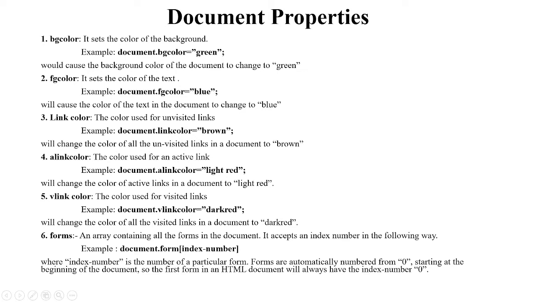If I want to access a form, the way we can use it is document.forms, and in the square brackets we specify the index number. By default, the first form of the HTML document always has the index number 0. So these are all the different document object properties, and now we are going to talk about the document methods.